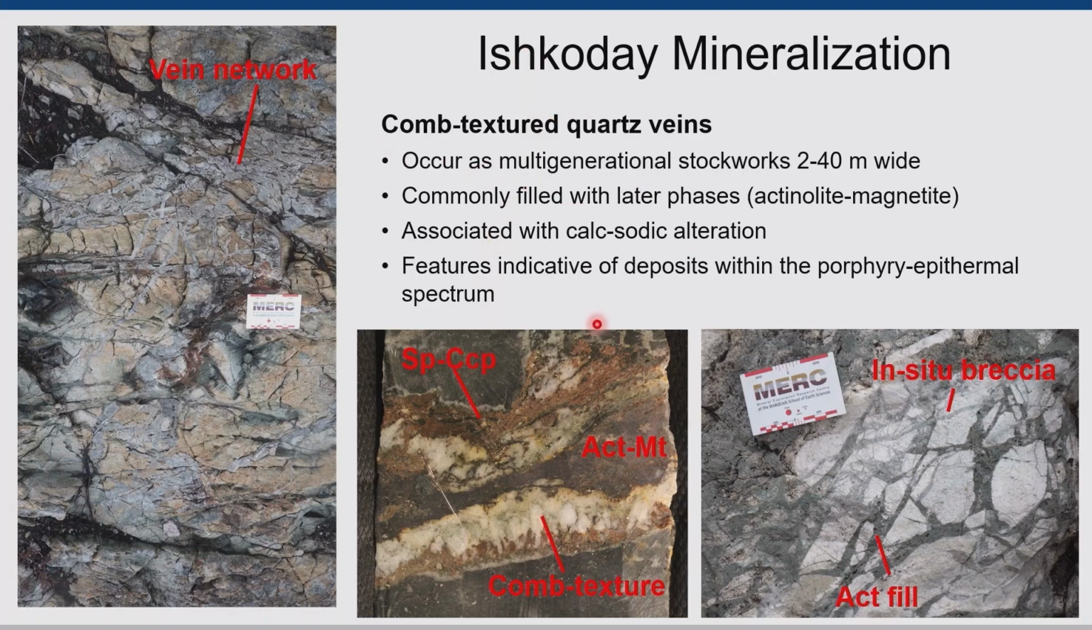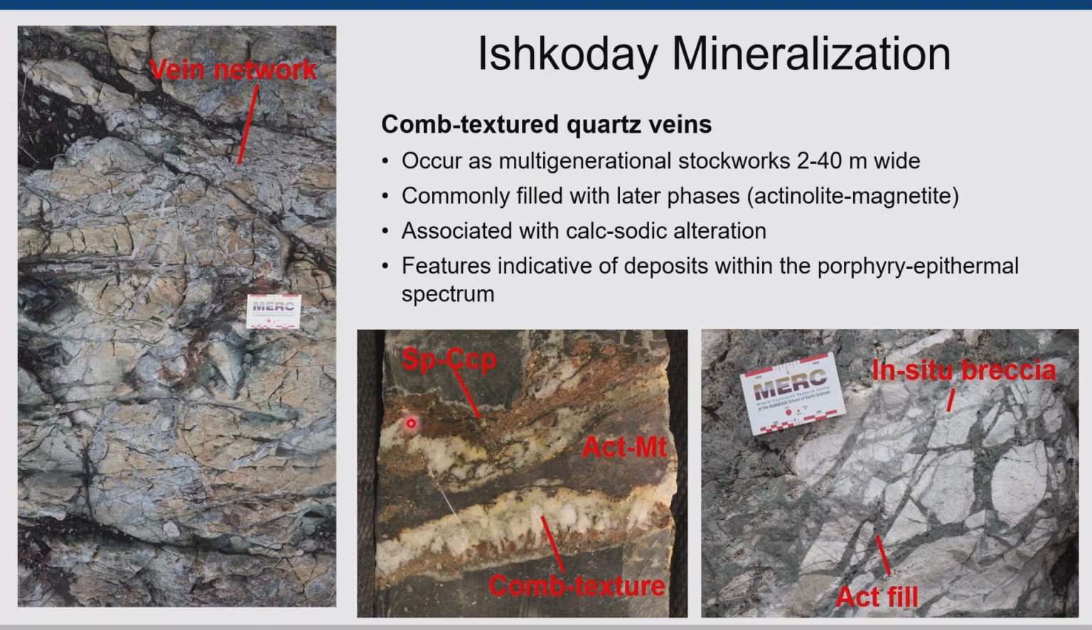This is a property called the Ishkade, and what they've got there are these comb-textured quartz vein networks. And you can see on the left here this massive network of veins. It reaches up to about 40% vein density, so incredibly rich in vein material. And when you cut these veins open, what you see are beautiful comb textures, preserved despite the fact that these rocks are 2.74 billion years in age. So that's really, really actually pretty cool. And it's associated with base metals and low grades of gold.